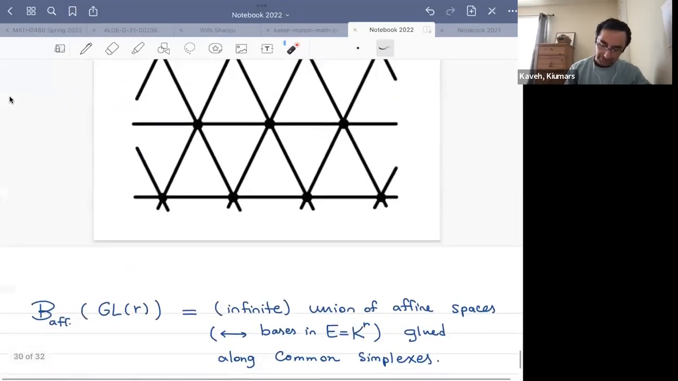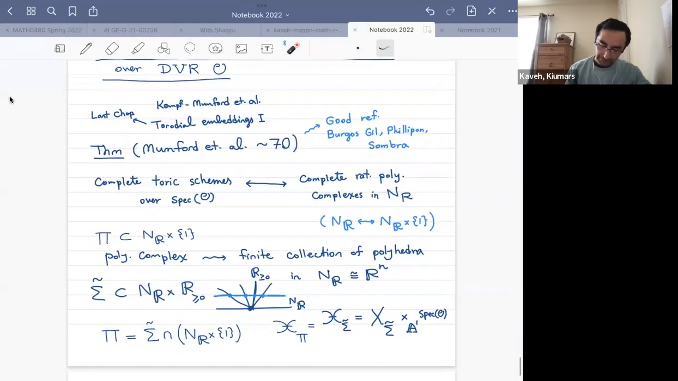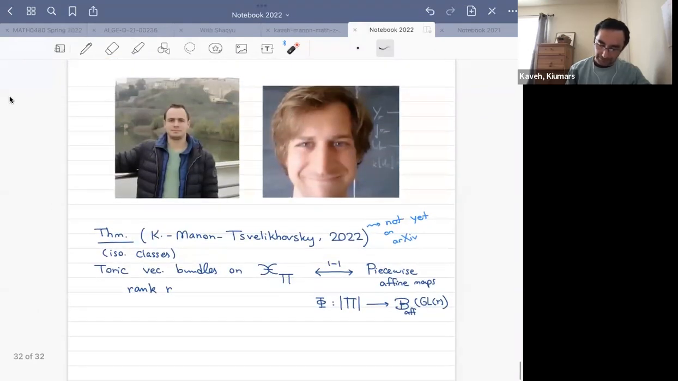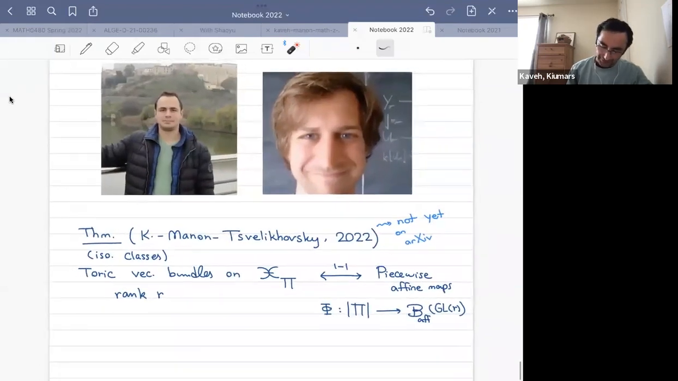Sorry for rushing, but our new result, with Boris and Chris, somehow they rhyme, Boris and Chris, and not yet published on arXiv, is that toric vector bundles on toric varieties or toric schemes over a discrete valuation ring O are given by piecewise affine maps from the polyhedral complex of the toric scheme to this affine building.